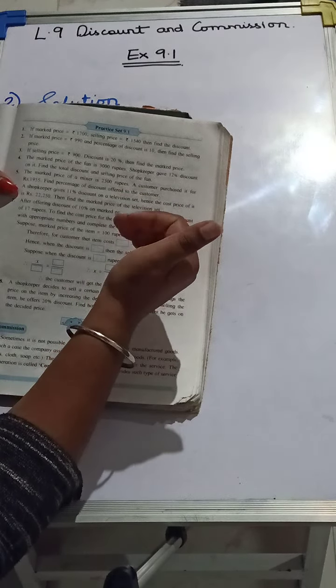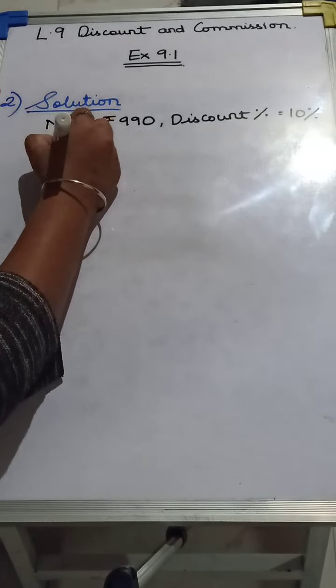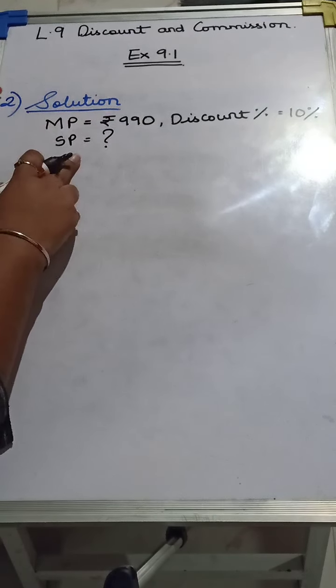So the second sum, first, as I told you all, we will first write what is given, and once we finish writing what is given, we will write what we need to find, and then we are going to start with the sum. Okay, so let us begin. Here the marked price. Now for marked price, I will write MP. So the marked price given to us is rupees 990. Then discount percent is given to us as 10%. And what we are supposed to find is the selling price, that is the SP.